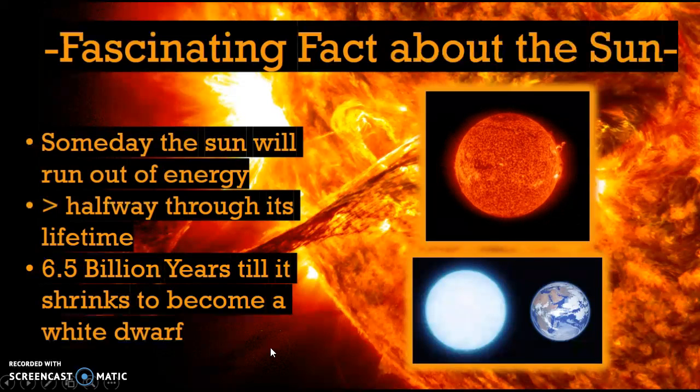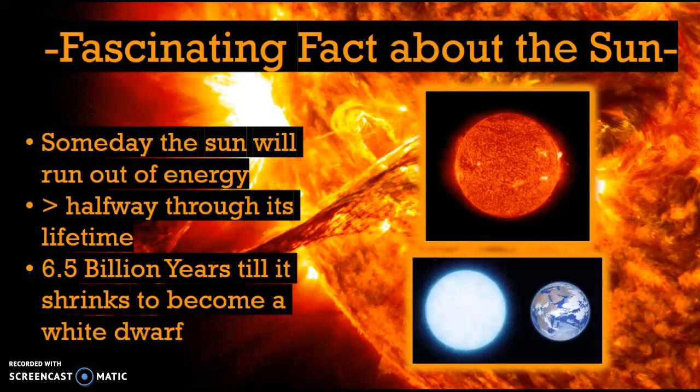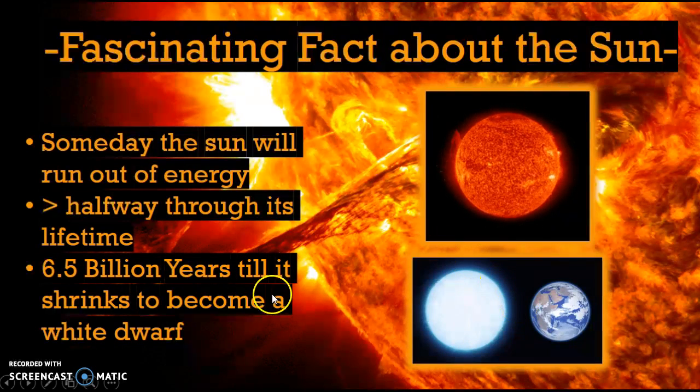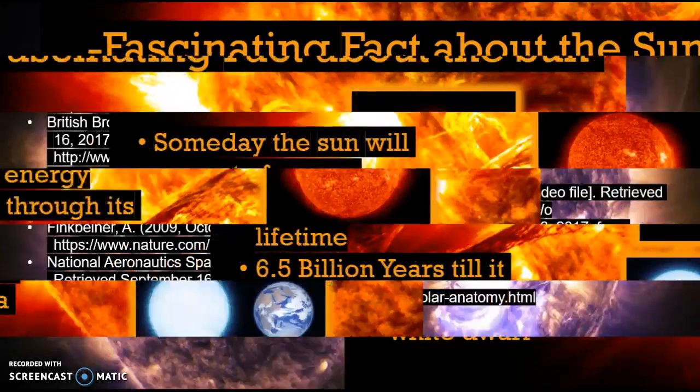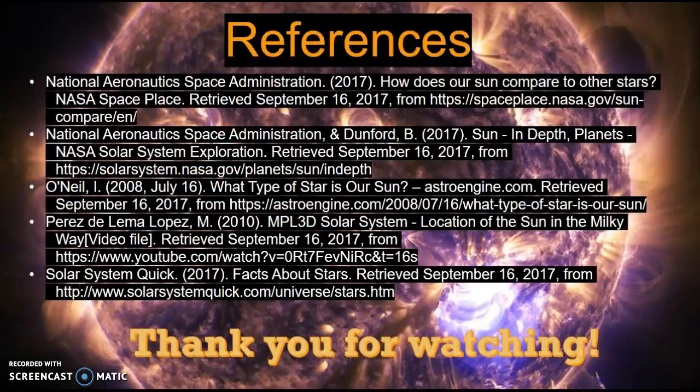So with everything that I've learned about the sun and learning about how truly majestic it is, I personally can't even begin to think about the fact, like all stars, that the sun is going to someday run out of energy. As a matter of fact, scientists predict that the sun is a little less than halfway through its lifetime and will last another 6.5 billion years till it shrinks down to become the size of a white dwarf. Just for size comparison, here's an image of the Earth showing its relative size to the white dwarf star. Thank you for watching.